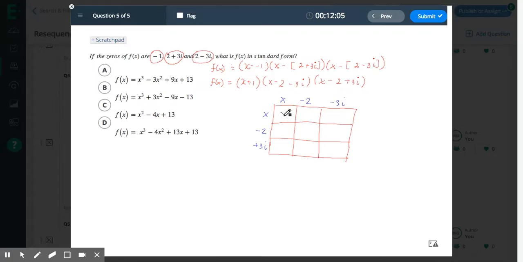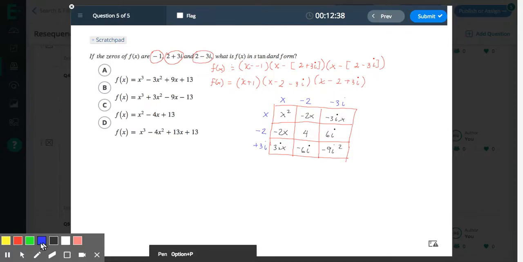x times x is x squared, x times -2 is -2x, x times -3i is -3ix, -2 times x is -2x, -2 times -2 is +4, -2 times -3i is 6i, 3i times x is 3ix, 3i times -2 is -6i, and 3i times -3i is -9i squared.